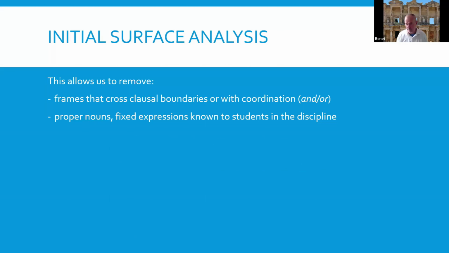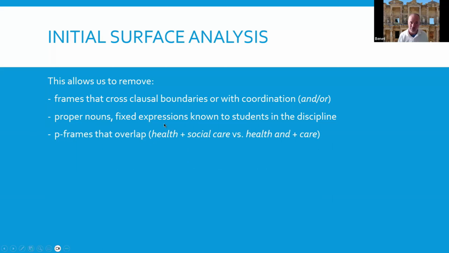This saves us time analyzing them in more depth if you can just remove them at the beginning, because the idea is we want to get to a list which is useful. Fixed expressions, such as the one I showed you, social care and health, or whatever it was. Students in this discipline probably know it already, so they probably don't need to be taught it. We might be looking at stuff which they don't know so much. That's what's more interesting to us. These are also the ones which overlap, so even if you decide one of them is useful, you don't need both of them.